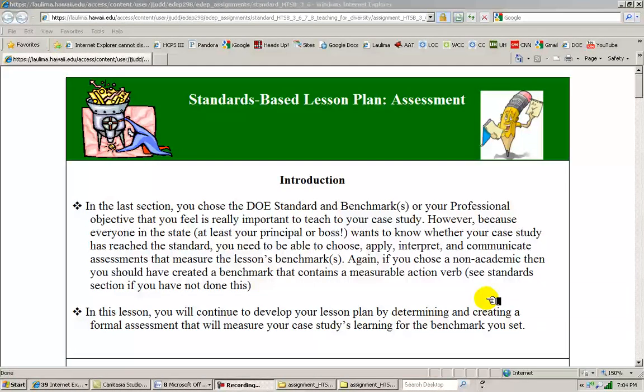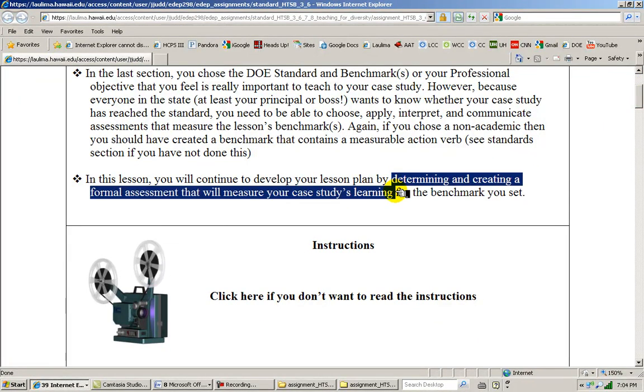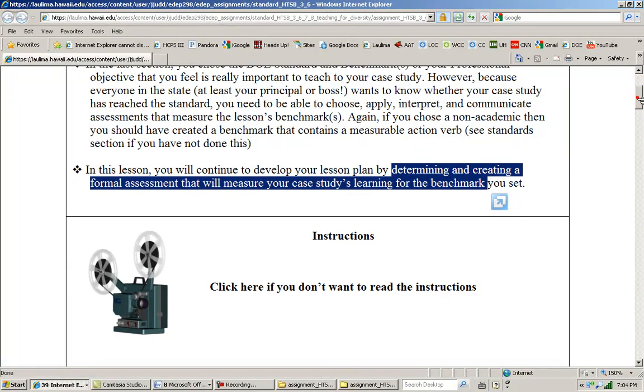Now that you've chosen something for your case study to learn and narrowed it down into a viable learning objective using action verbs, you want to explore how you will actually measure that action verb. So in this assignment, you're going to continue developing your lesson plan by determining and creating a formal assessment that will measure your case study's learning for the benchmark that you've set.